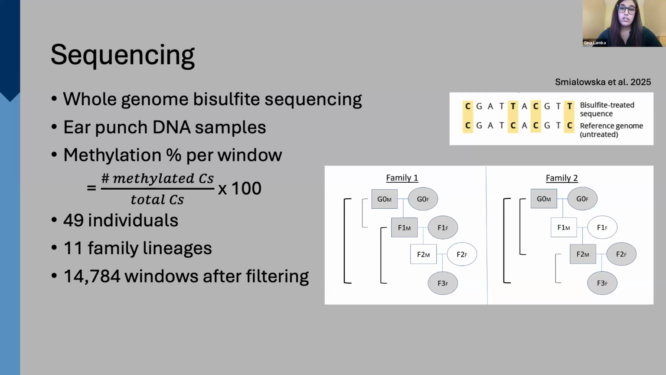So we divided our reference genome into 1,500 base pair windows with 250 base pair overlap and filtered out windows with high missingness and those with no variation because they were indicative of highly conserved regions. And we calculated the methylation percentage per window, and that resulted in 14,784 windows for downstream analysis.